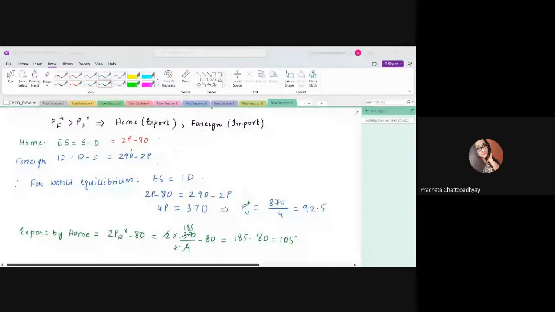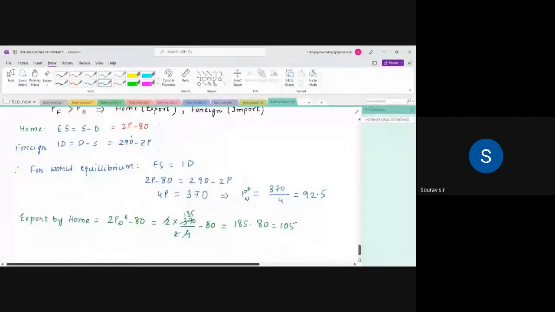Is this calculation fine, Pracheta? If you can just check it once. And similarly, if we are trying to find out how much is the amount that foreign will import, we'll use the import demand curve. So the import by foreign will be 290 minus 2 times P star W. So that is 290 minus 2 times 370 by 4, which becomes 185. So 290 minus 185, and we again get back to 105.